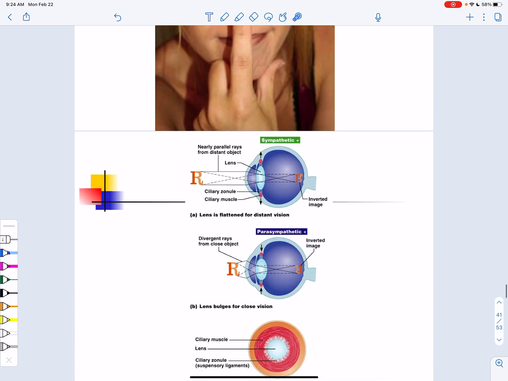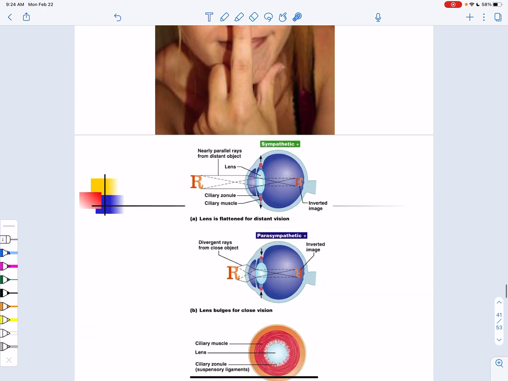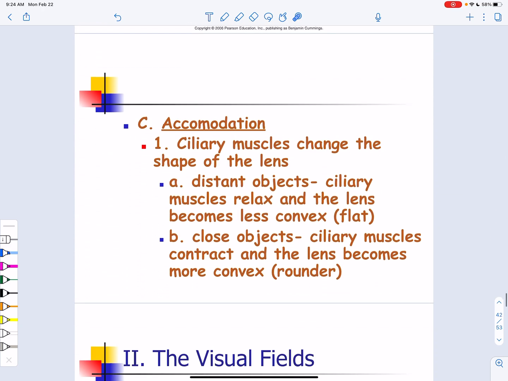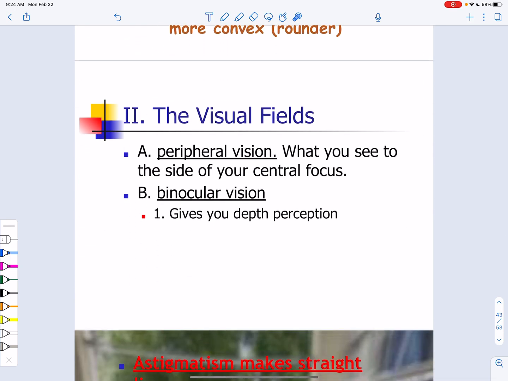All right. So that is accommodation. Accommodation is going to be how we contract or relax our ciliary muscles. Remember, ciliary muscles are smooth muscles. Remember, you have absolutely no control over those ciliary muscles. They work based on the information your brain sends it in order to adjust the light to create a clear picture for you. Okay? And then this right here hopefully will explain your visual fields.